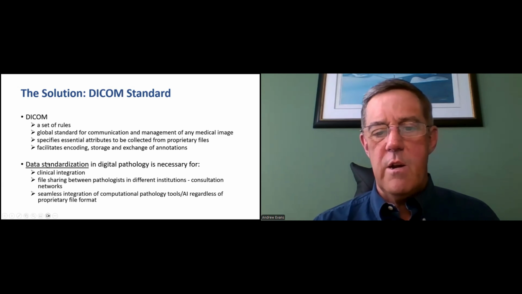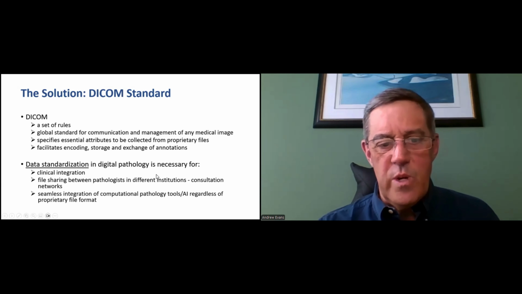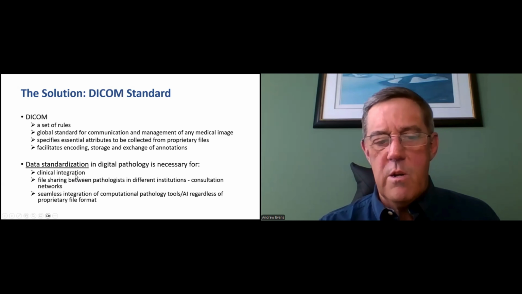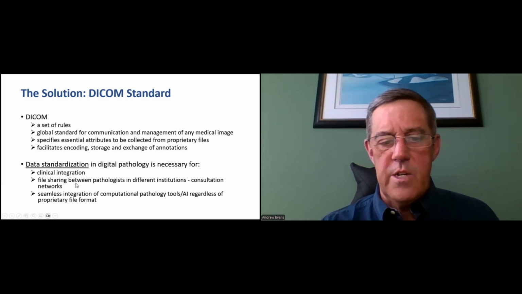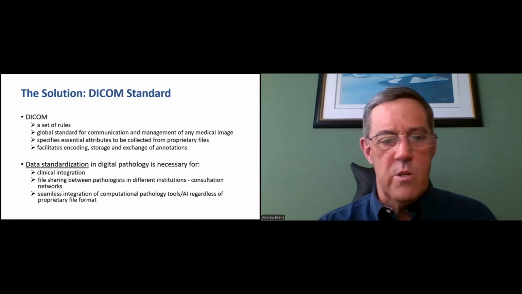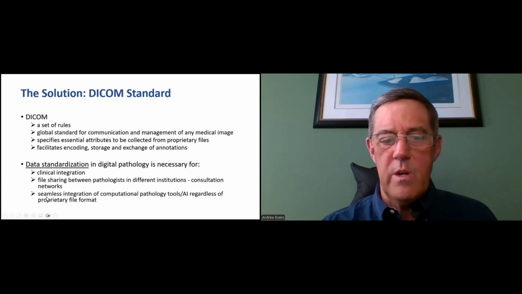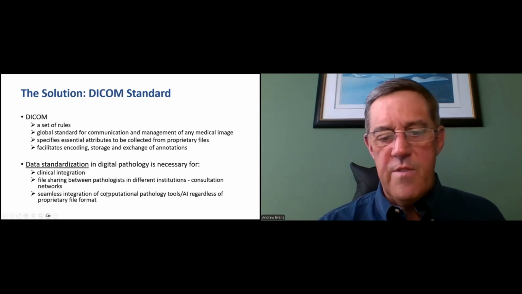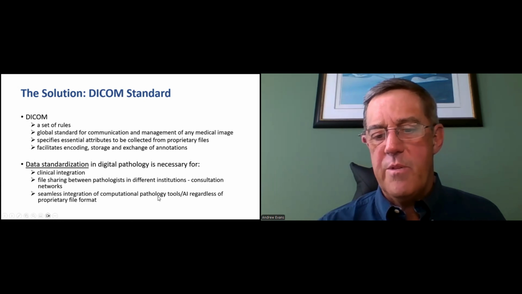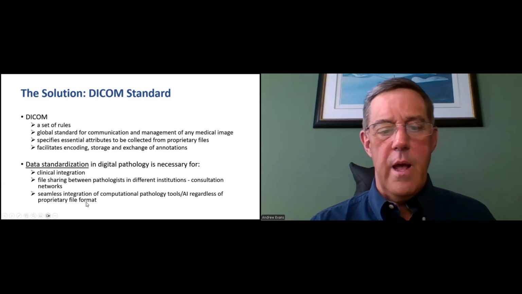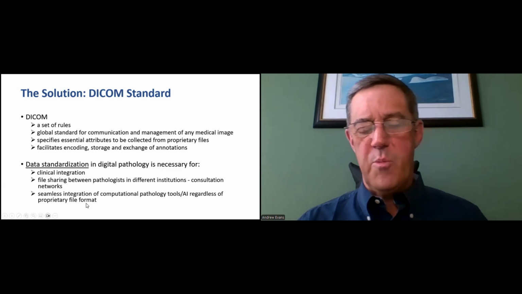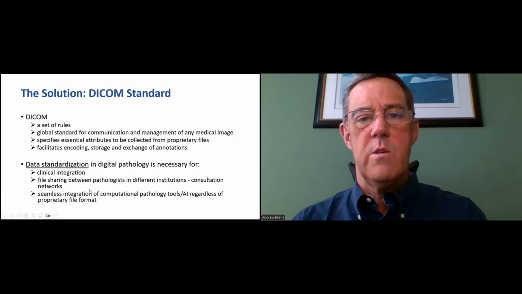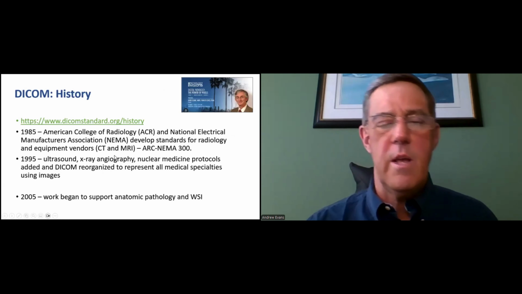And so data standardization in digital pathology is really necessary for full clinical integration, for file sharing between pathologists in different institutions, and development of consultation networks. All of this really requires seamless integration, particularly if you're going to layer on computational pathology and AI tools, and you're going to do it irrespective of proprietary file formats. So that's where DICOM comes in.